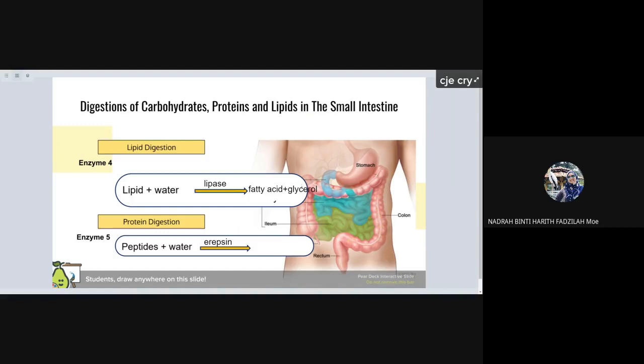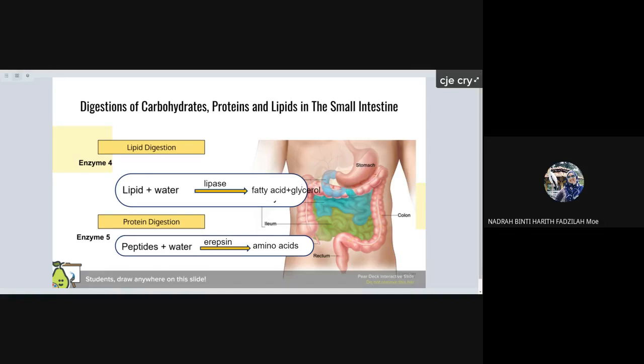And then when the enzyme is erepsin, it digests peptide to form amino acid. Very simple. So bila kita tengok untuk protein tadi, protein in the stomach converted to polypeptide. Polypeptide in the duodenum converted to peptide. And then once it arrives at the ileum, peptide is converted to amino acid.